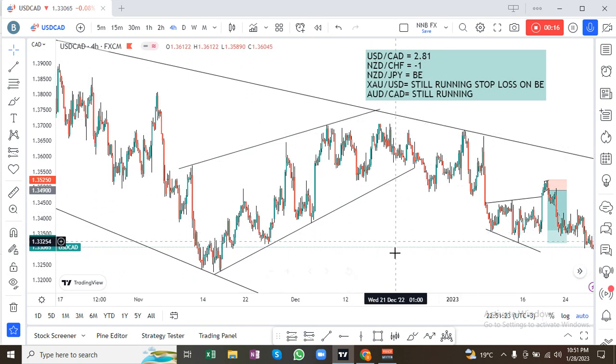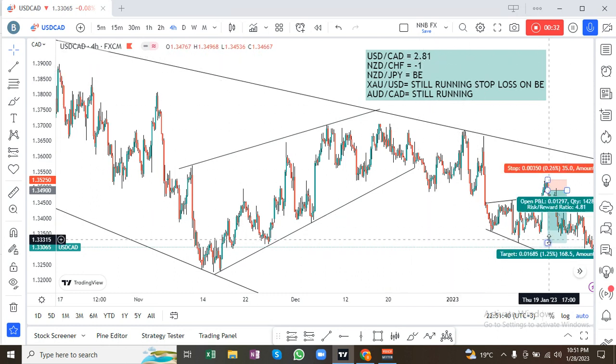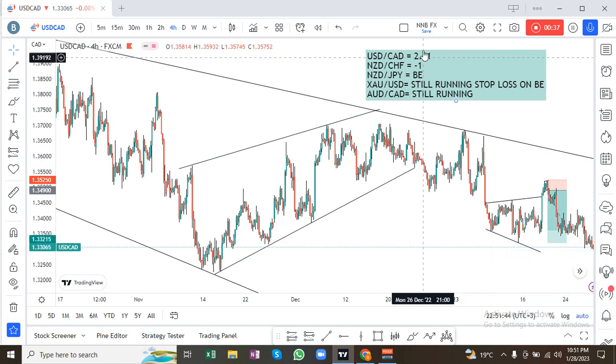So we'll jump straight into the trades that I took this week. This week I took four trades. The first trade, US dollar against the Canadian dollar, was a trade from last week which I logged 2% profits on, and I left the trade running and it managed to reach my profit target of 4.1%. That's why I've added the 2.81% for this week.